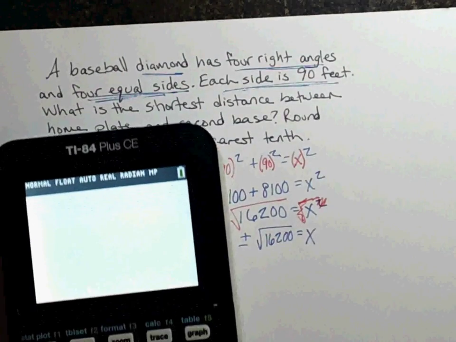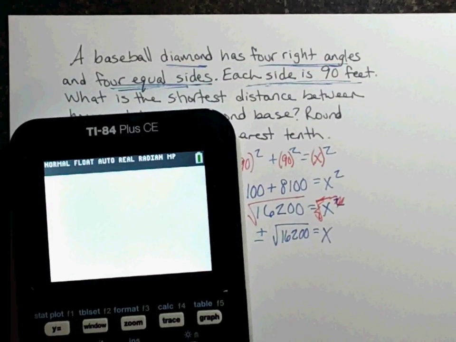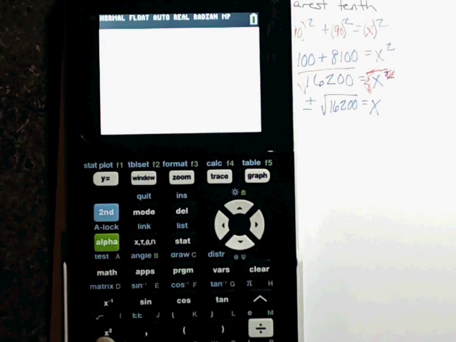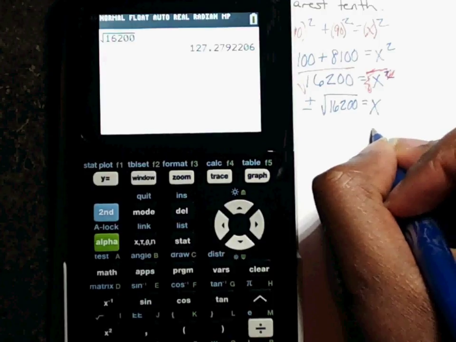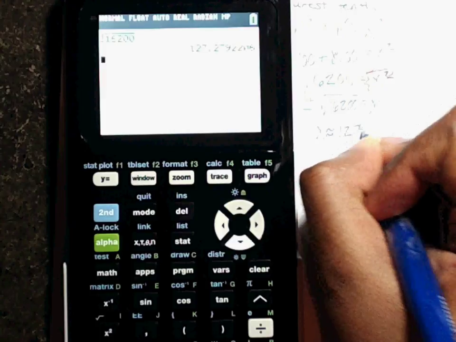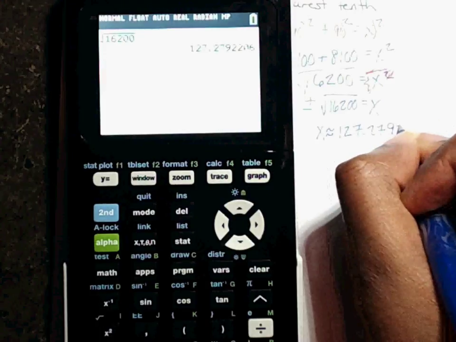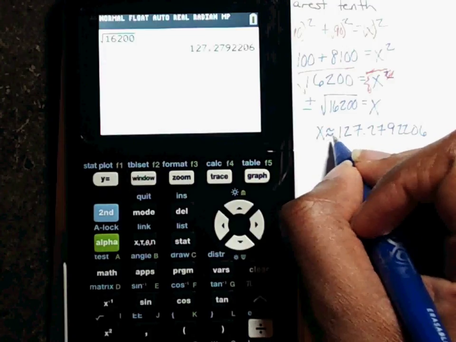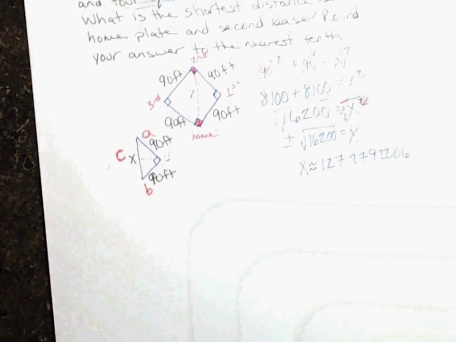Alright, I can put that in my calculator. So I'm going to go to my handy dandy calculator. I'm going to put second x squared. That'll give me the square root symbol. And I'm going to put 16200. I'm going to hit enter. And it tells me x is approximately, I'm going to write all of the numbers down. Notice I put a little squiggly equal sign because it does not equal that. It's about that. They rounded it.